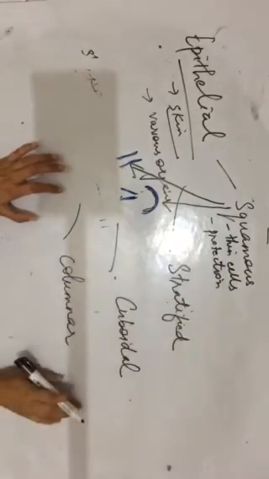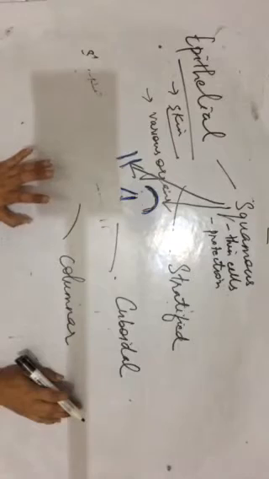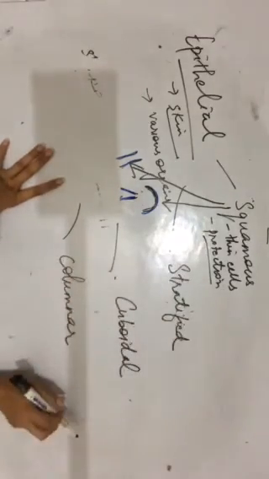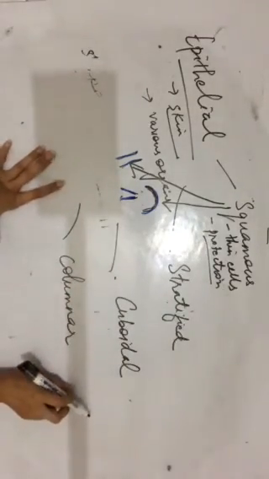It is protecting the organs it is lining. Protection from what? Protection from any kind of injury, any kind of germs. Next is your stratified epithelium tissue.